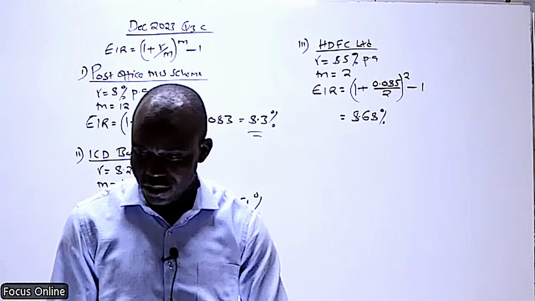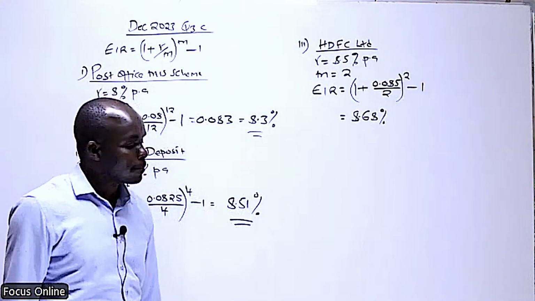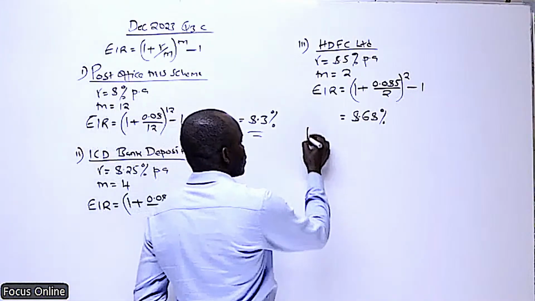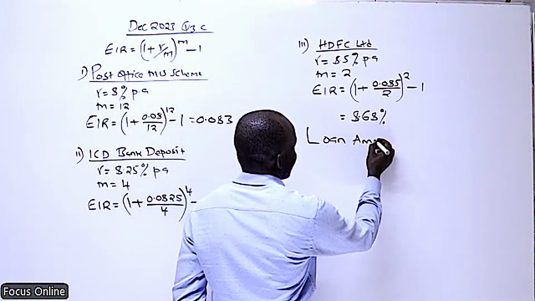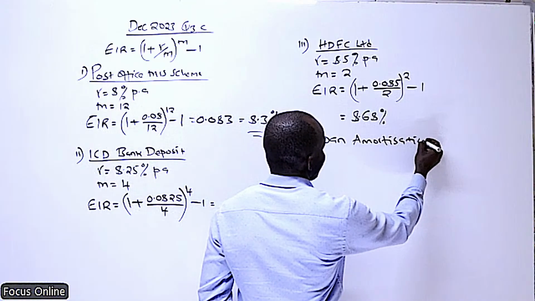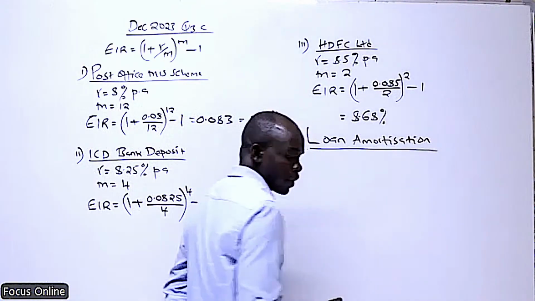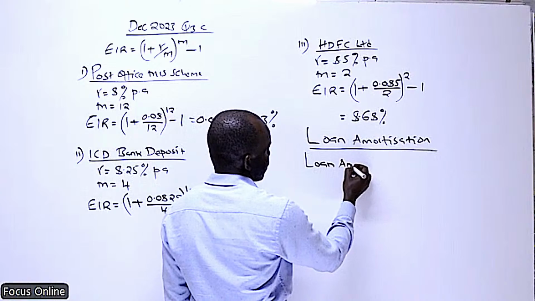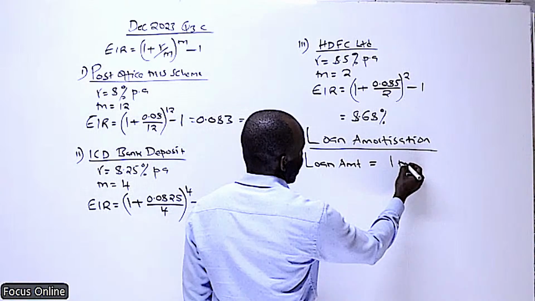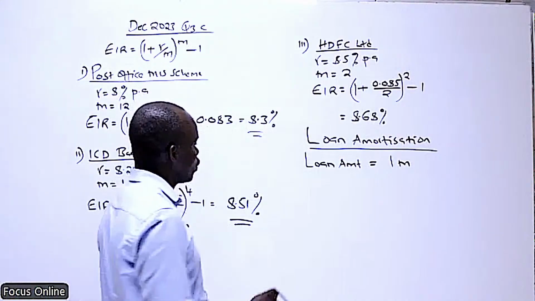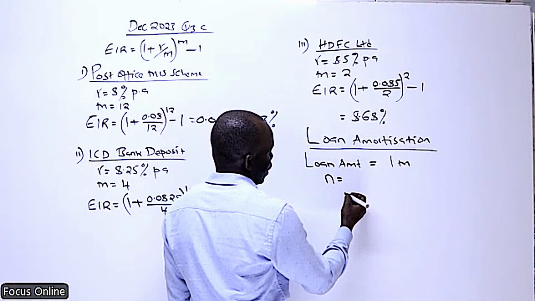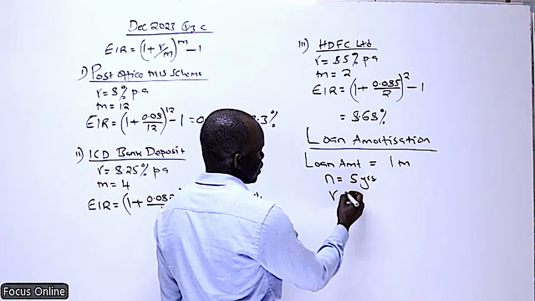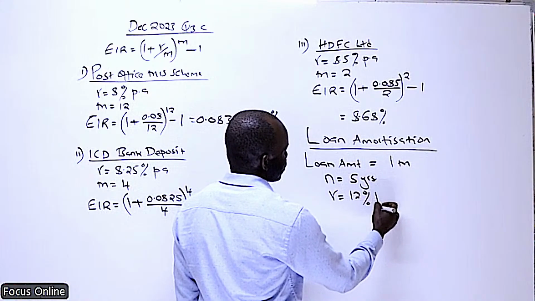So, loan amortization schedule, or loan amortization. If you acquire a loan from a bank or from any financial institution, we have the loan amount. Let's say you've acquired a loan of shillings 1 million. This loan is payable after a period of 5 years, and you'll be charged an interest of 12% per annum.